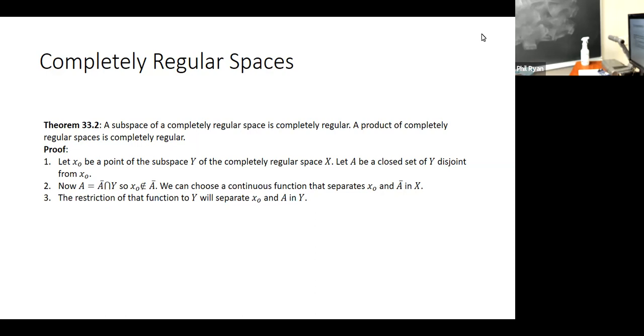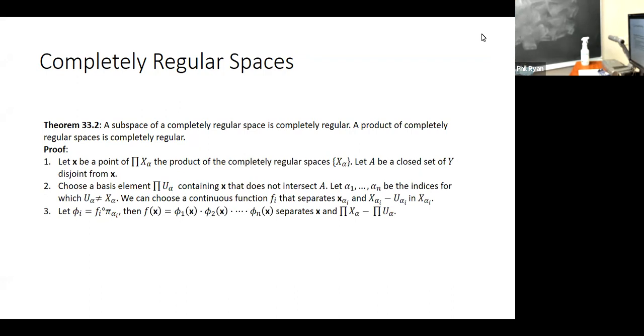Since X is completely regular, we can find a continuous function that separates x naught and the closure of A in X. And then you just restrict that function to Y, and that will separate x naught and A in Y. Because f of x naught equals 0 or 1, whichever one you've got, and it's also going to work when we go to Y. That's straightforward.